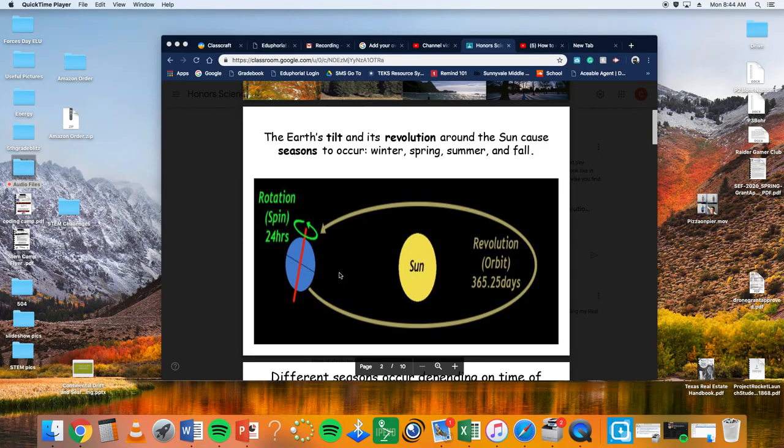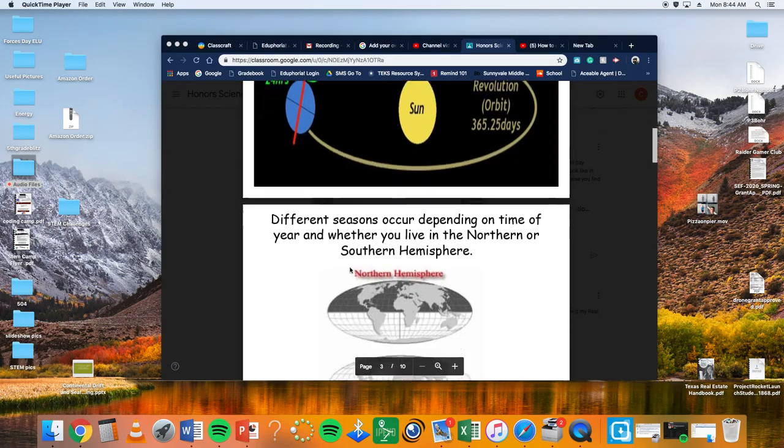So rotation is spinning, and revolution is the fact that as the Earth is spinning, it's also going around the sun. Those two things, tilt and revolution, are what cause seasons on our planet. That is very testable. Make sure you have that. Okay. Let's scroll on down.